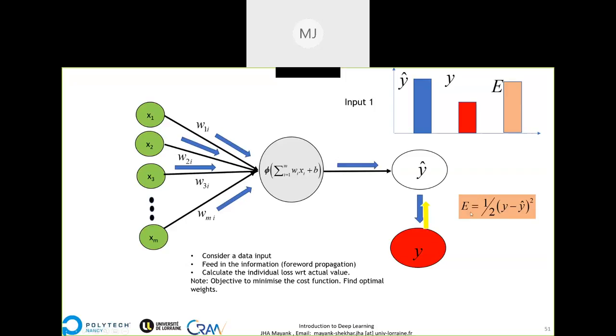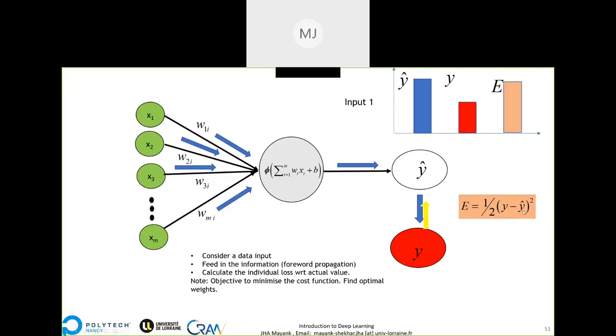This is calculated using a loss function, which is the error between y and y hat. You see a difference here between y and y hat, and that's the error. Okay, and the question can be, why do we use half here? Why do we have y minus y hat square?